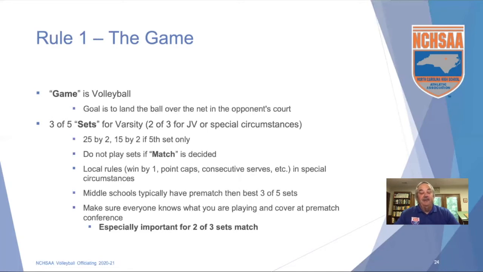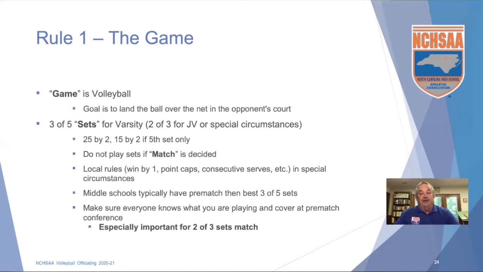If there are none, you play a varsity set 3 out of 5, 5th set to 15, and all sets win by 2. If you're playing 2 out of 3 and there are no special rules, the third set would be to 25 points. Only if you have a 5th set would it be 15, unless there's a special rule.